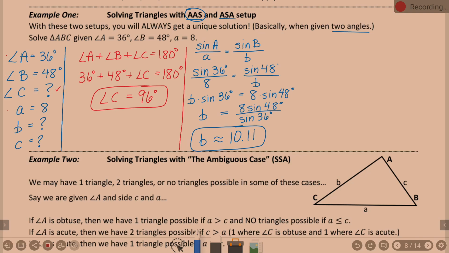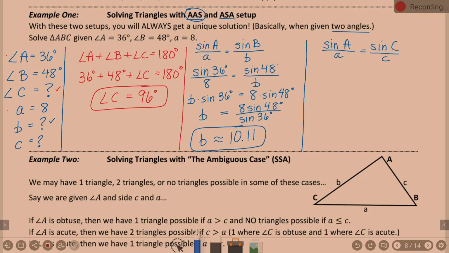Now, we found angle C. We found side B. Now what? Do the same thing, but solve for side C. My recommendation here is that you still stick with using the A's and set it up with C. So my recommendation is going to be sine of A over A again, but this time we're going to say sine of C over C.